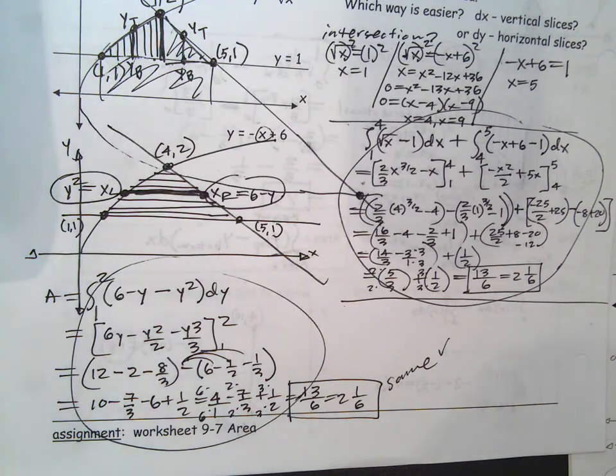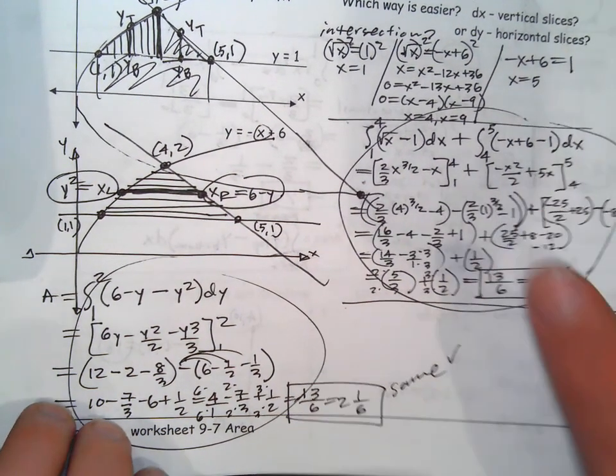But also, there's going to be problems where you have to do it with horizontal slicing. Same ideas. It's a little weird because you've never even considered it. You're just used to the other way, and you just don't even think of it. So try the assignment, worksheet 9.7.